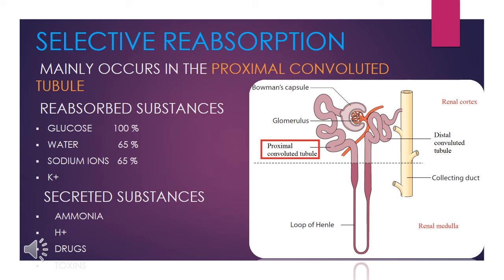Selective reabsorption mainly occurs in this part. 100% of glucose is absorbed here. Then other substances like water, sodium, and potassium are absorbed. Apart from absorption, some substances are secreted into this part, such as ammonia, drugs, and hydrogen ions.